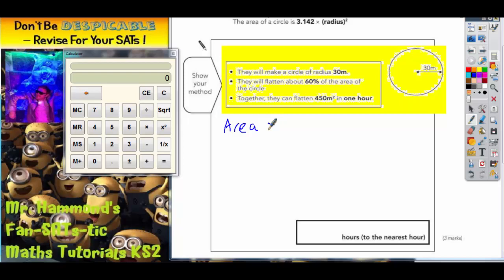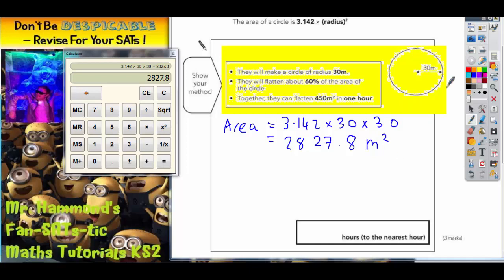So, area equals 3.142 times the radius squared. Well, the radius from the picture is 30 meters, so it's times by 30, but because it's squared, we've got to times by itself again. So it's 3.142 times 30 times 30. It is a calculator paper, so let's pop that into the calculator. 3.142 multiplied by 30 multiplied by 30 again. And the answer comes out as 2,827.8 meters squared, because don't forget we're dealing with area, so it's got to be meters squared.